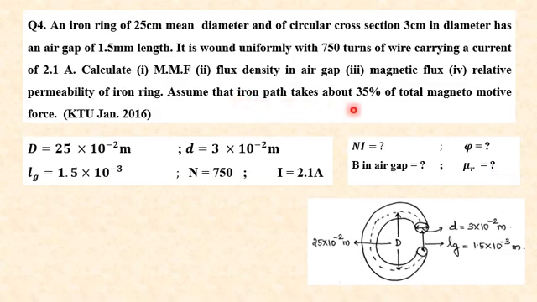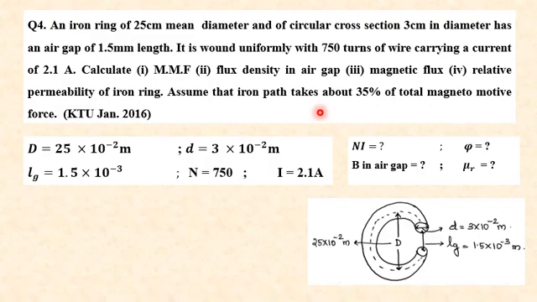In the question it is given that the iron part takes about 35% of total magnetomotive force, that is, the MMF of the iron path is 35% of total MMF. From the figure it is clear that there is only one path for flux, so this is a series magnetic circuit. Since the leakage factor is not given in the question, we can neglect leakage flux.